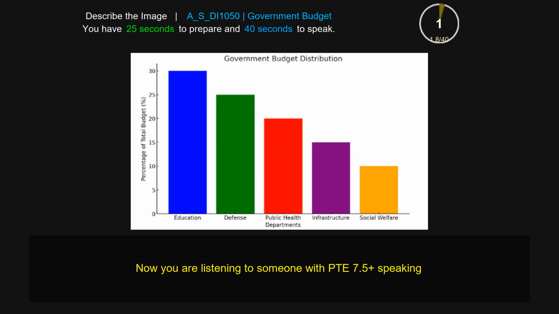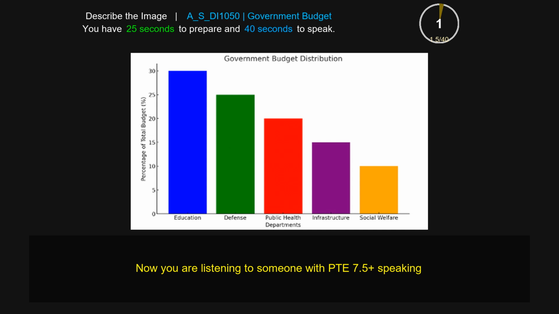The bar graph provides information about government budget distribution. The y-axis represents the percentage of total budget, which is 0 to 30%, and the x-axis represents the departments, which is education, defense, and public health. The primary feature of this bar graph is infrastructure and social welfare. Moreover, it shows the comparison between the defense and the public health. The highest percentage is shown by education, which is around 30%, and the lowest percentage is shown by public health, which is around 20%. To conclude, this image is very informative and provides information about the government budget distribution.